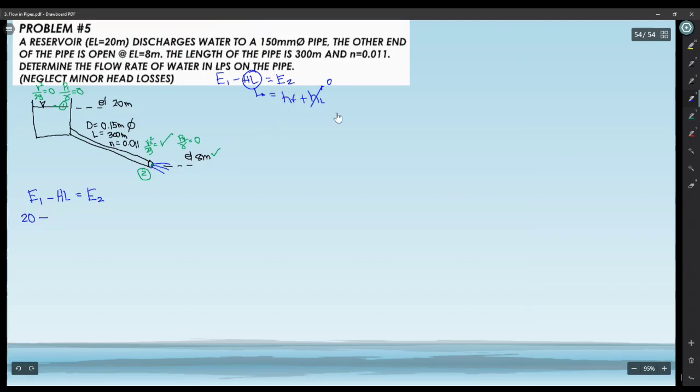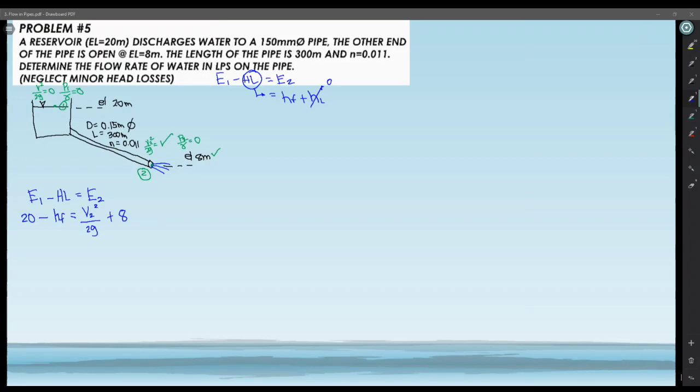And since wala ka namang minor head losses, ang ilalagay mo na lang dito is yung major head losses due to the pipe friction. Dun sa point 2 naman, given dyan yung iyong velocity head, so ito, V squared over 2g, and then plus yung kanyang elevation head, which is equals to 8 meter. Okay lang?